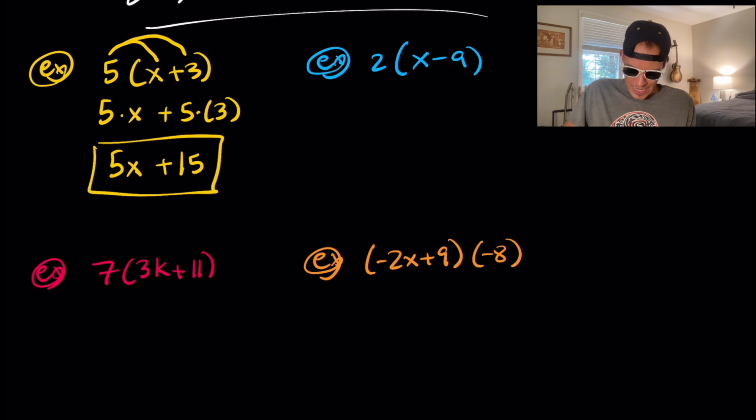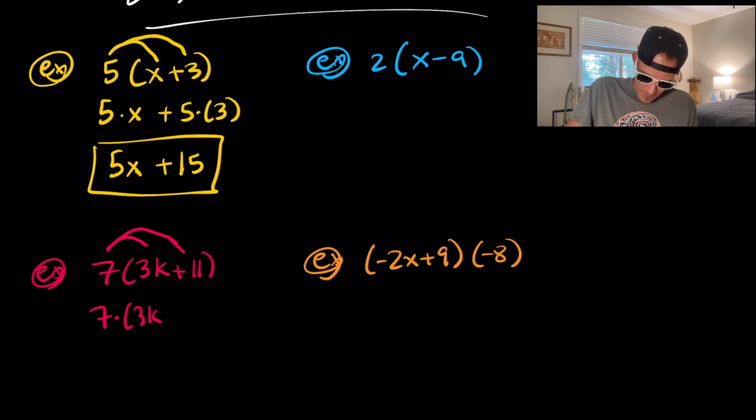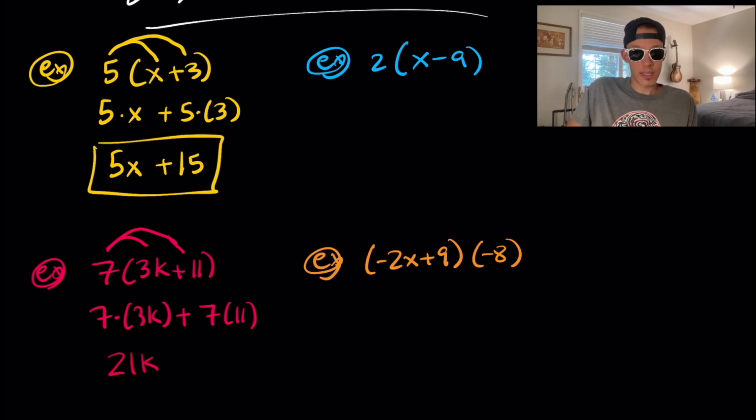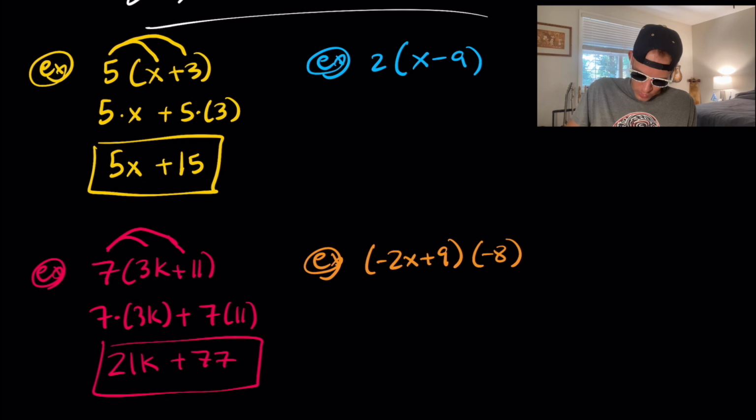7 times 3k plus 11. So again, we won't always use x as a variable, but the rules work the same. So we'll do 7 times 3k plus 7 times 11. 7 times 3 is 21, and we just leave the k hanging out there. Plus 7 times 11 is 77. So there we go, 21k plus 77.